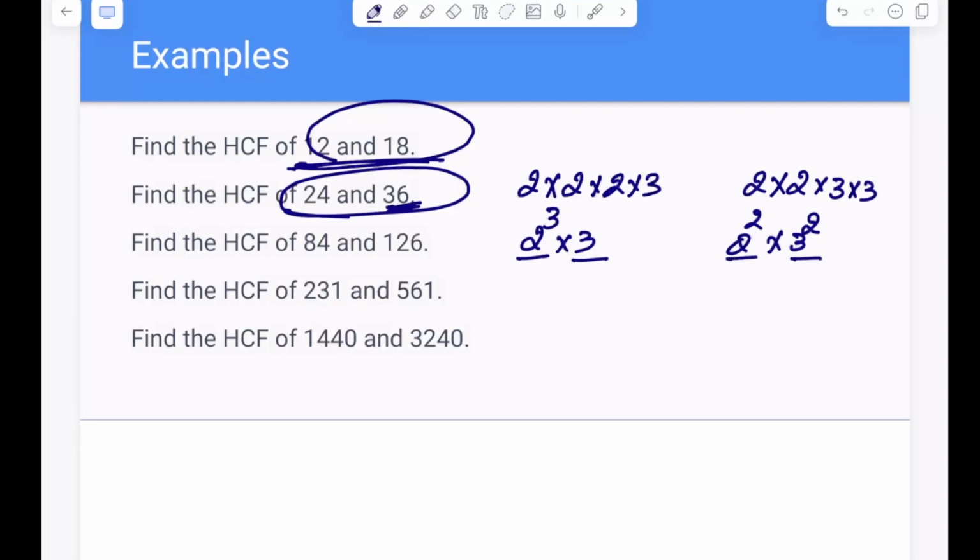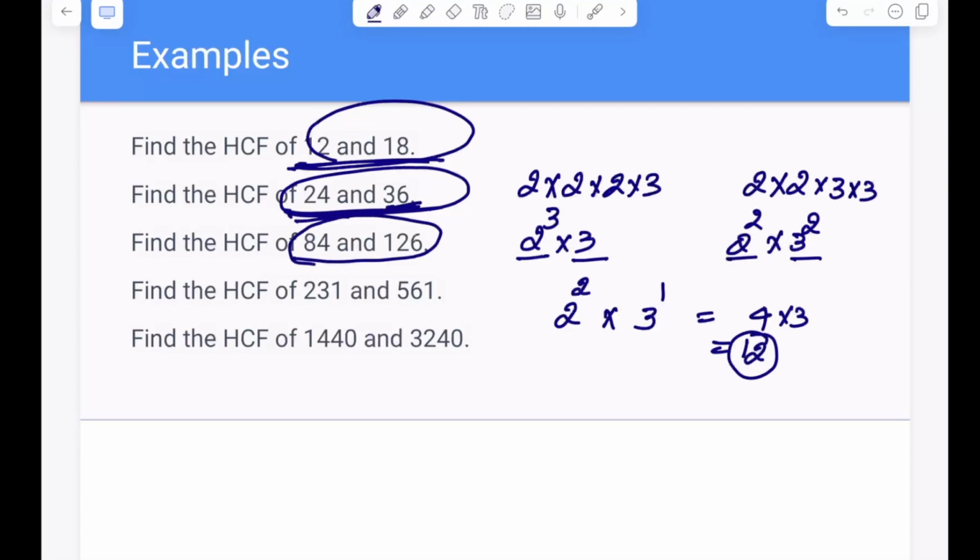Now what do we have to do? We have to write down all the common prime numbers with their lowest power. Here it is 2 square, and for 3 it is 3 power 1. So 2 square means 4, into 3. 12 will be the HCF of 24 and 36.